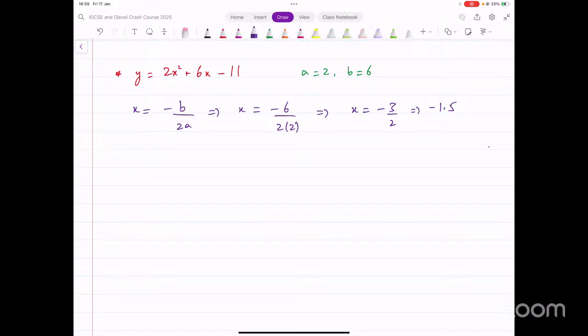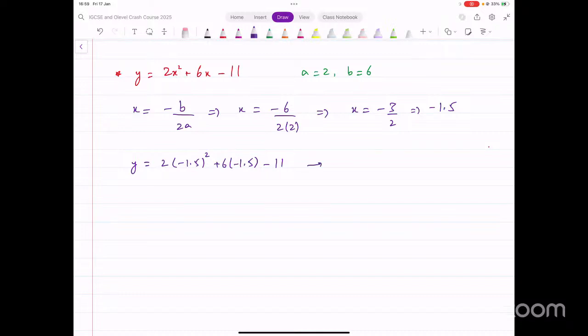Now, what about the corresponding y coordinate? For the corresponding y coordinate, all I have to do is just input this value of x back in the function to get the corresponding y value of the function. Let's see what that is. y equals 2 into, in place of x, you just put that value, which is negative 1.5, minus 1.5 whole squared plus 6 into minus 1.5 minus 11. And that will give you the corresponding y value of this function as well.